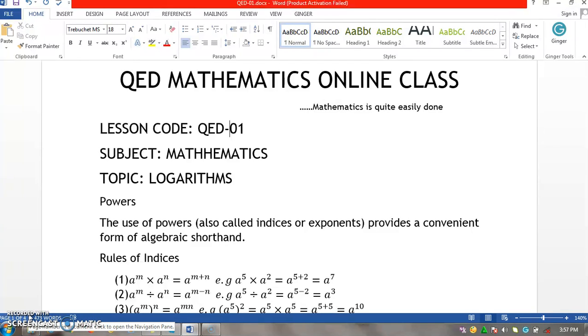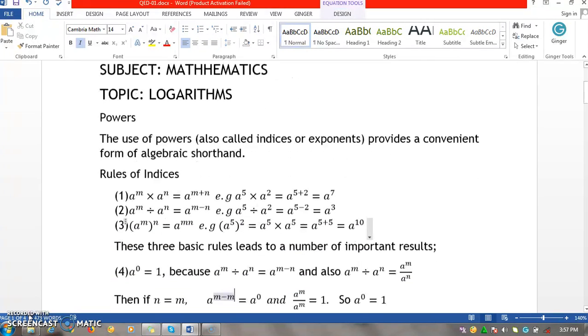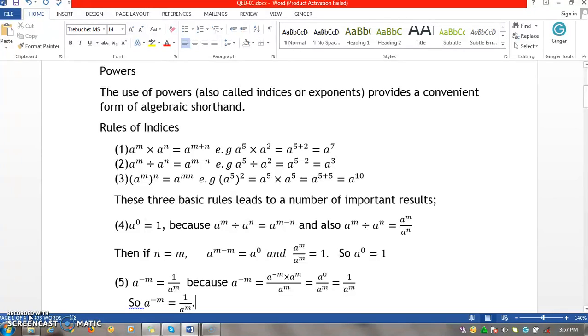Math is quite simple. Now, I want to discuss logarithm. When we talk about logarithm in detail, let us look at what are called powers. The use of powers, also called indices or exponents, provides a convenient form of algebraic shorthand. And let us look at the rules of powers, or the rules of indices.